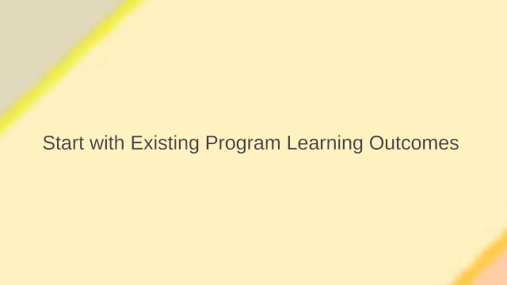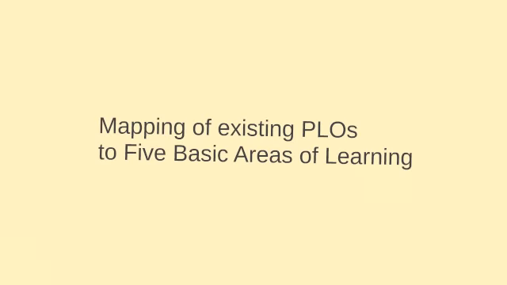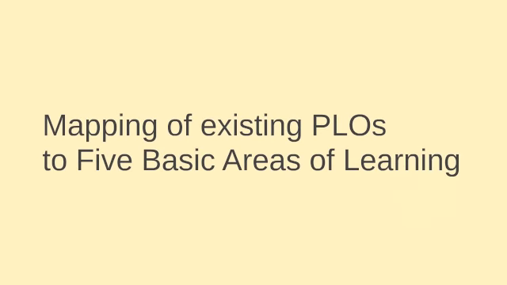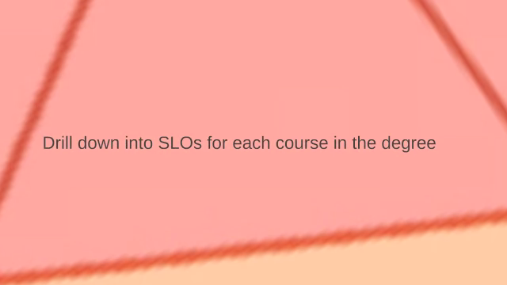What we did was start with existing program learning outcomes, which we've all done and have. We started there, and we mapped the existing PLOs to 5 basic areas of learning, which are illustrated on the spider chart. And then after that, we asked, okay, do we have everything?